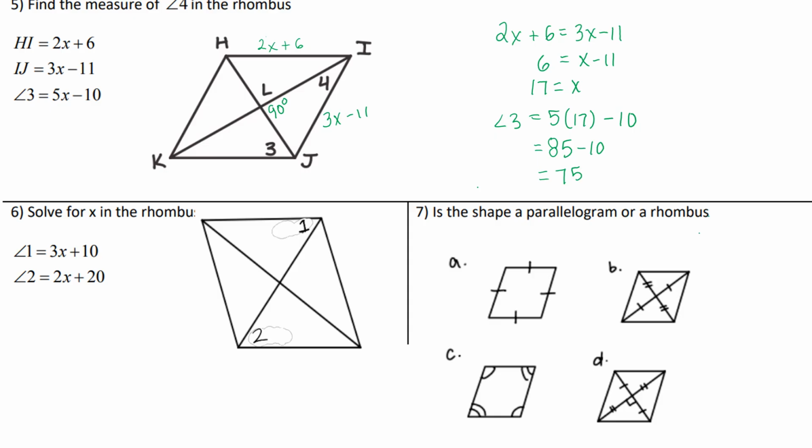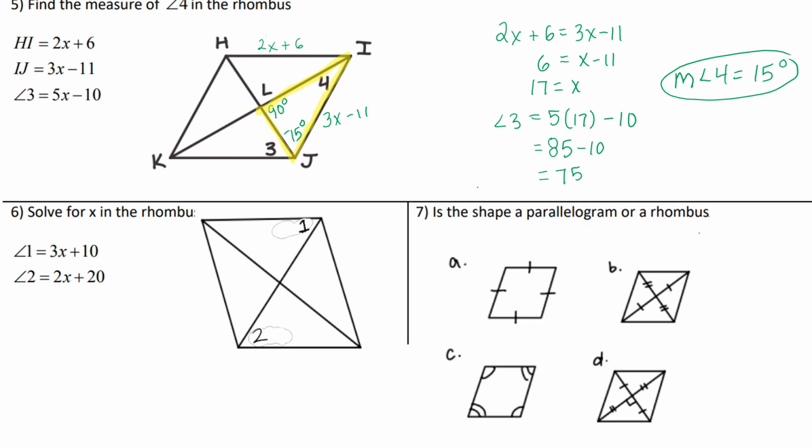And then if I look at this triangle here, I know that this triangle has to add up to 180 degrees. So I'm trying to find the measure of angle 4. The measure of angle 4 would have to be 15 degrees to make that triangle work out.